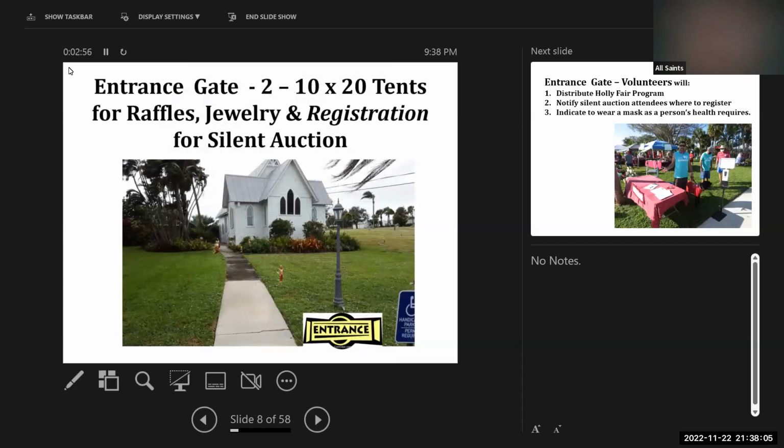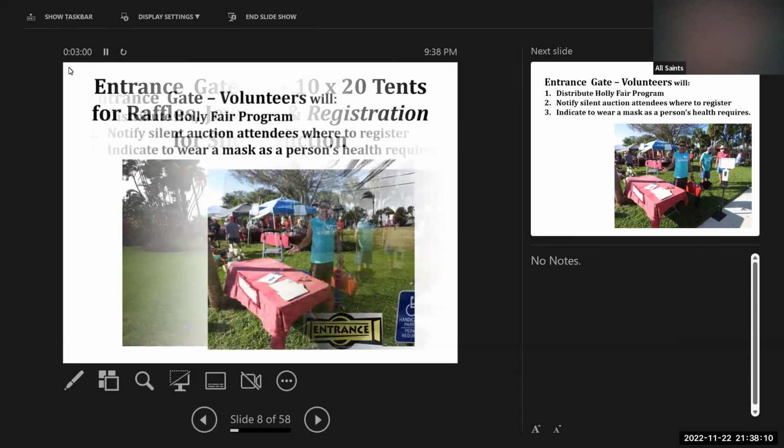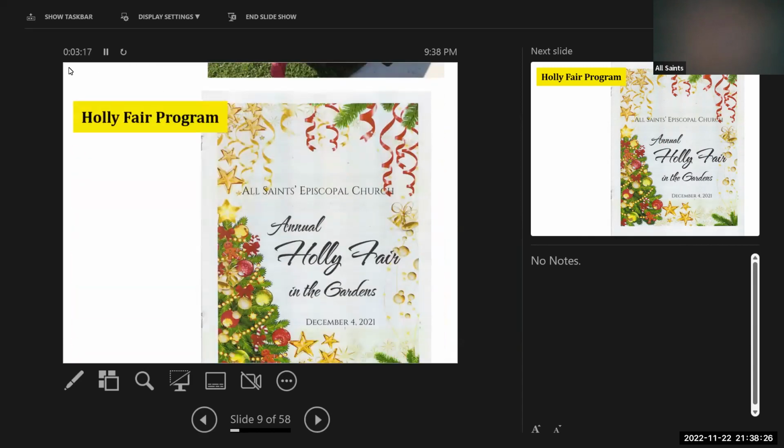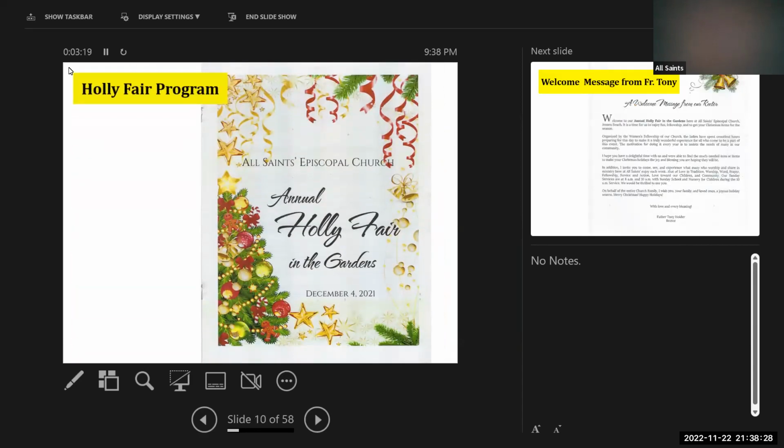And this is an old picture. Last year at the Holly Fair, George and I were the only ones working in the Christmas shop, so I never got out to take pictures. And everyone else was so busy that we didn't get any pictures from last year. So this was from a couple of years ago. This is where we had the gate. And we have a program at the gate. We're going to have fencing around, so people come in the same way.